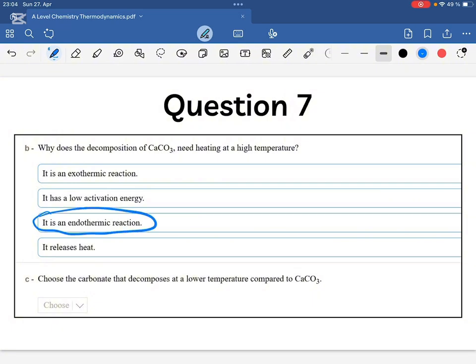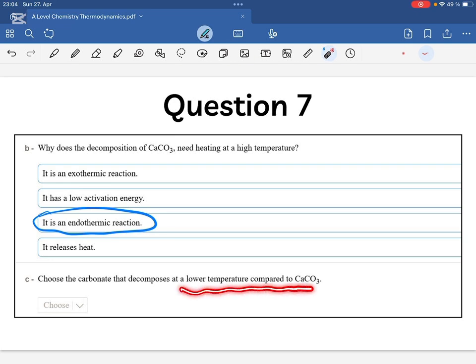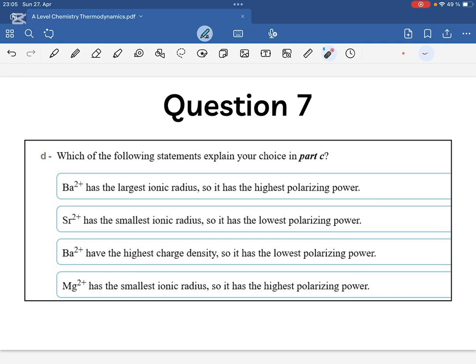Now, the next question, they said, choose the carbonate that decomposes at a lower temperature compared to CaCO3. Now, a carbonate that decomposes at a lower temperature, this means that it should be in group 2 and it should be above Ca, and the only element is Mg, which is above Ca. So the carbonate is going to be MgCO3.